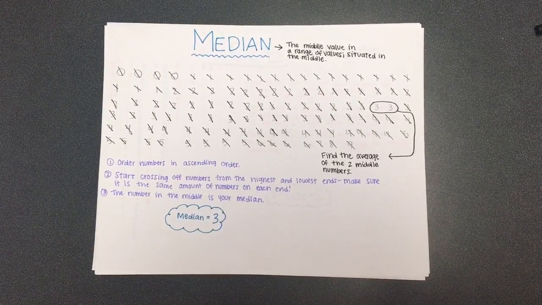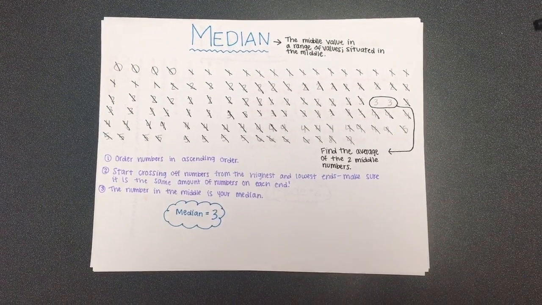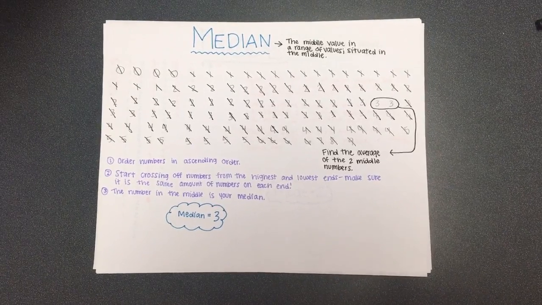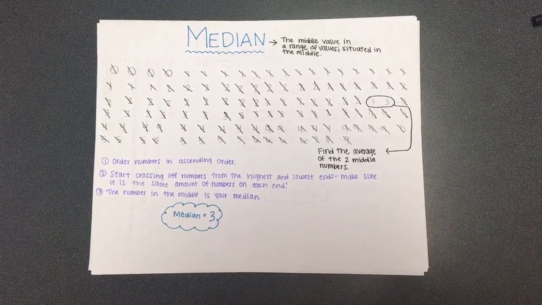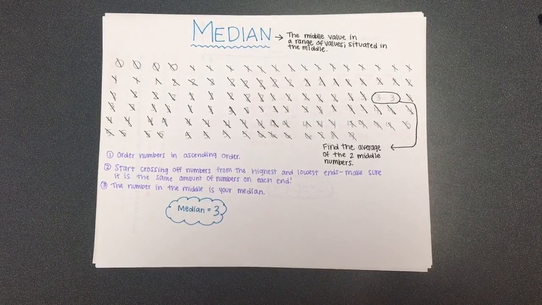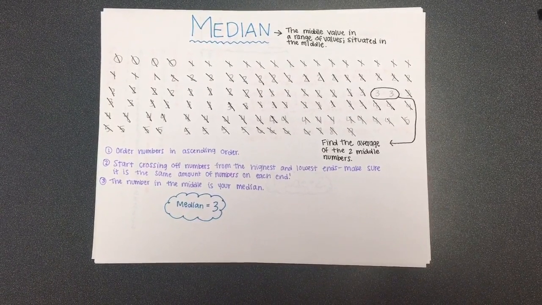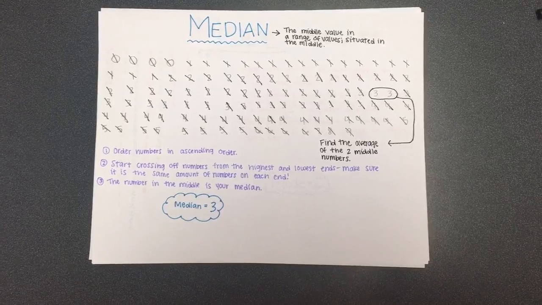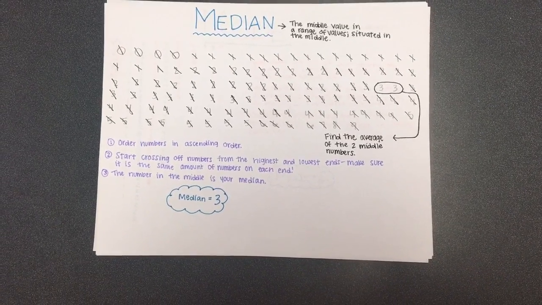Next, we focus on the median. The median is the middle value in a range of values. So first we ordered the numbers in ascending order, and then we crossed out the numbers from the highest and lowest ends, making sure that we crossed out the same amount from each end. Then we found the number in the middle, which was 3, so our median was 3.